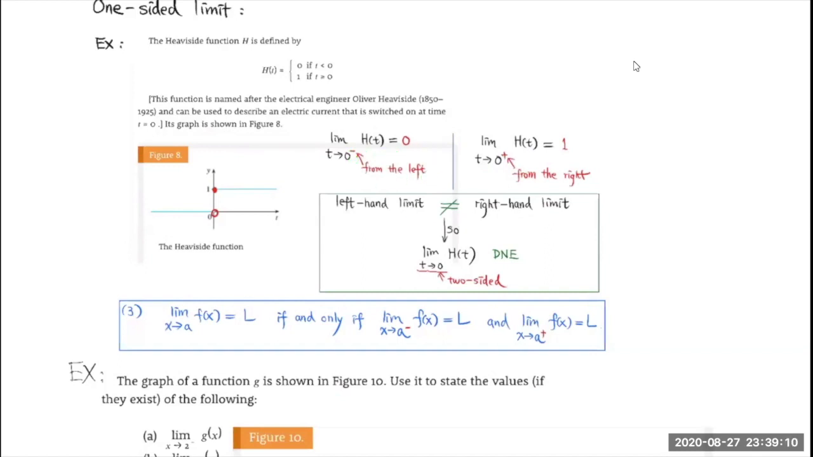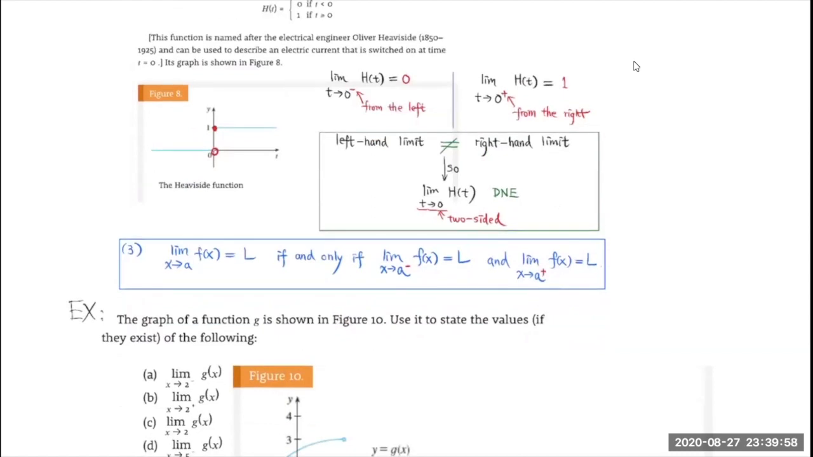The left-hand limit does not equal the right-hand limit here, so we say that this limit does not exist, DNE. Now, when you see t approaching 0, this is actually approaching 0 from two sides, so this is a two-sided limit. When the left-hand limit does not equal the right-hand limit, the two-sided limit does not exist. This two-sided limit is equal to a real number L only if the left-hand limit and right-hand limit both exist and go to this number L right here.